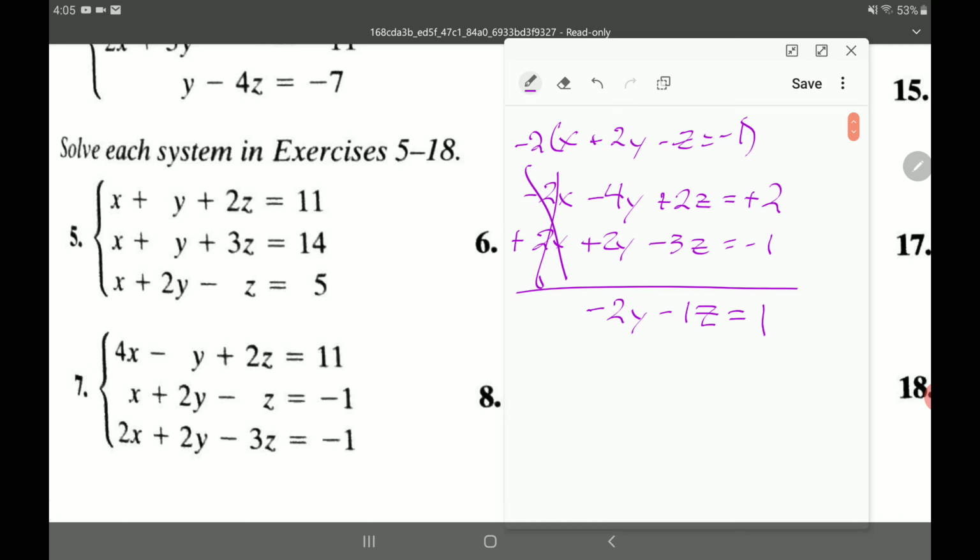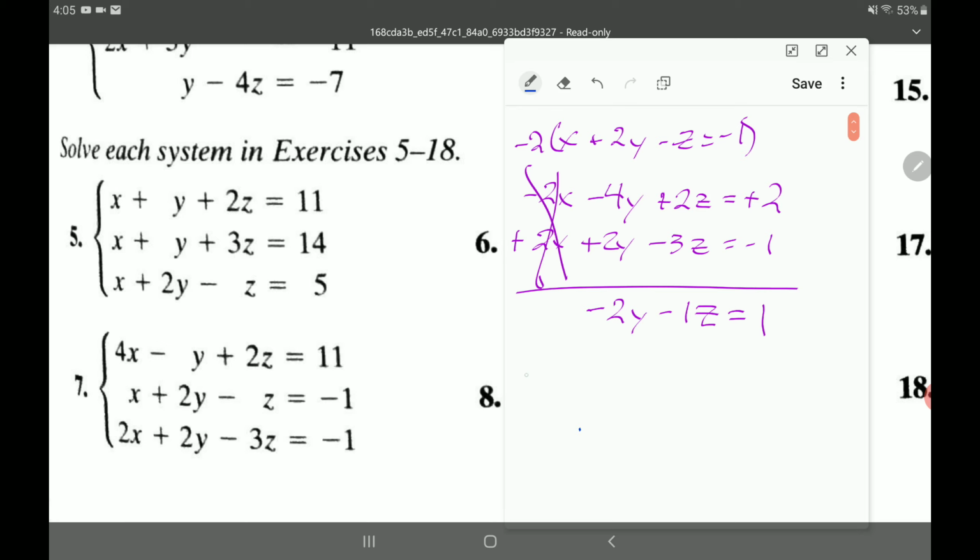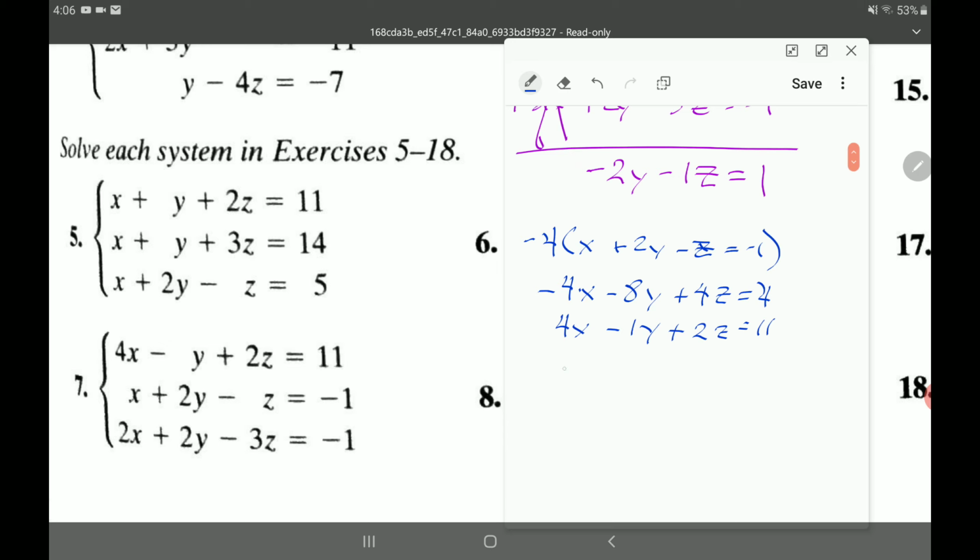So again, I'm going to take this equation and multiply it by -4. Let's change this to blue. So we have -4 times x plus 2y minus z equals -1. That's going to give us -4x minus 8y plus 4z equals 4, and I'm going to add that to that top equation, 4x minus 1y plus 2z is equal to 11. So that's going to cancel. -9y plus 6z equals 15.